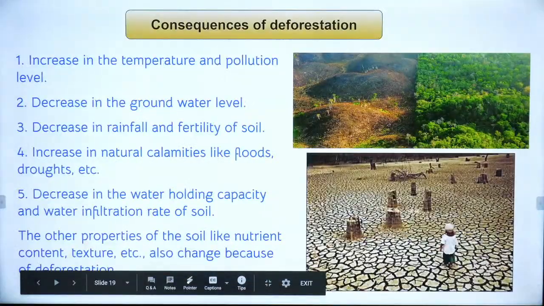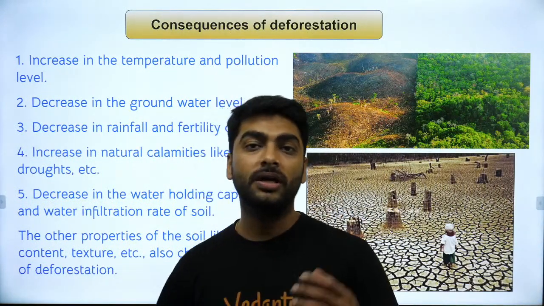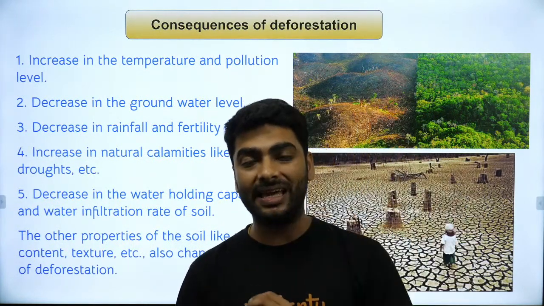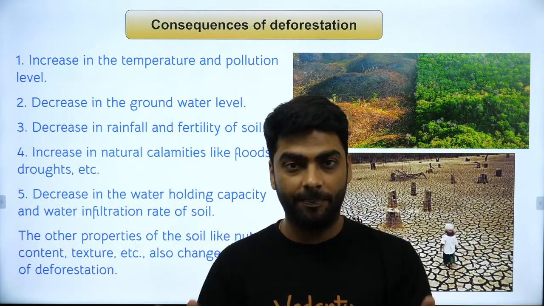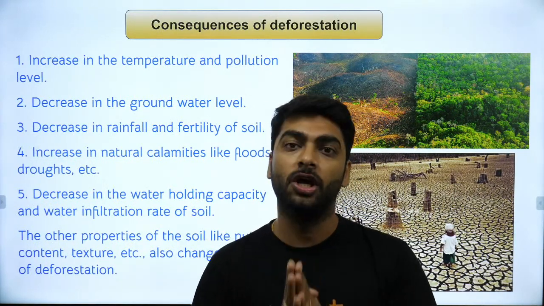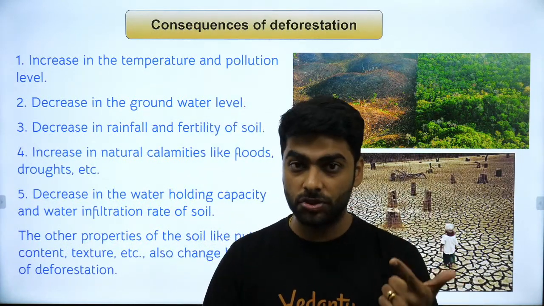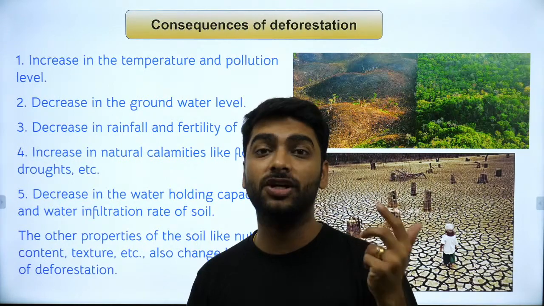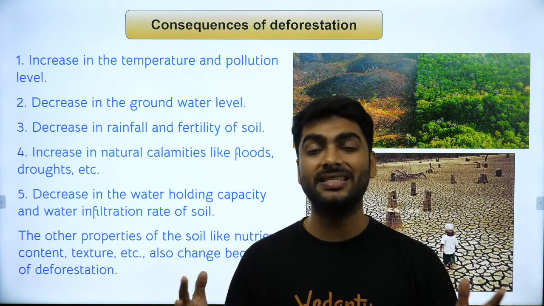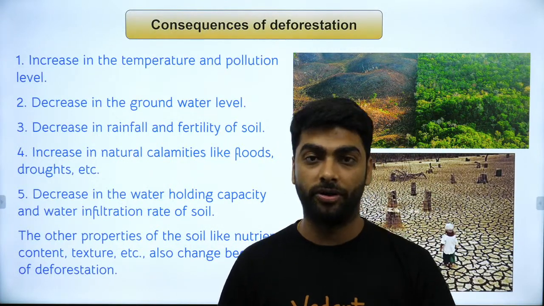Consequences of deforestation. What happens because of deforestation? Now guys, see, we all know that trees are the lungs of the earth. Trees take in carbon dioxide, and because they take in carbon dioxide, they help to maintain the temperature and reduce pollution. So because of deforestation, there will be global warming, there will be pollution, right? There can be floods and droughts because trees control the balance of nature. Because of trees, there is rainfall. But if there are no trees, there will be no rainfall, and that can cause a drought.